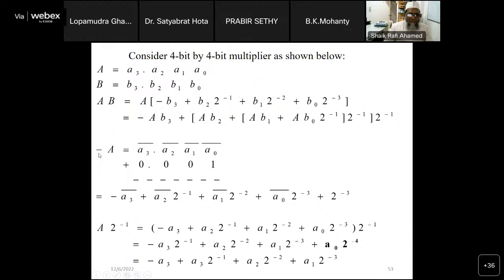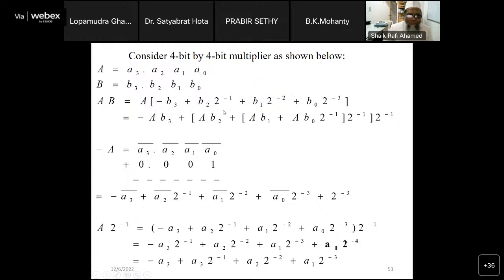So here, to get the minus A, we take A3 bar, A2 bar, A1 bar, A0 bar, which is the 1's complement, plus 1. So that will be minus A3 bar plus A2 bar into 2 raised to the power of minus 1, A1 bar into 2 raised to the power of minus 2, and A0 bar into 2 raised to the power of minus 3. A lot of computations are needed here to realize the 4-bit multiplier.